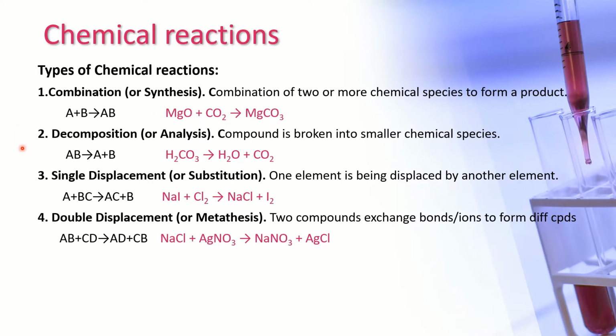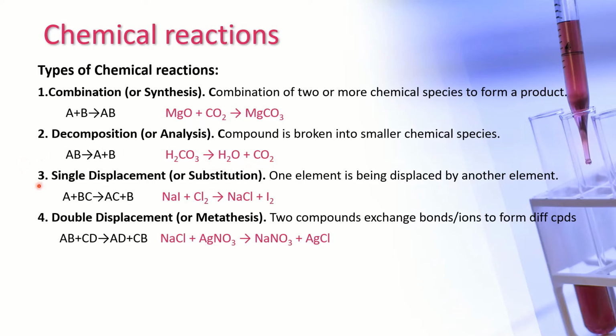The second type is the decomposition or analysis. The compound is broken into smaller chemical species. The general formula is AB to produce A plus B. So this is the opposite of combination or synthesis. So for example, carbonic acid will decompose to produce water and carbon dioxide.